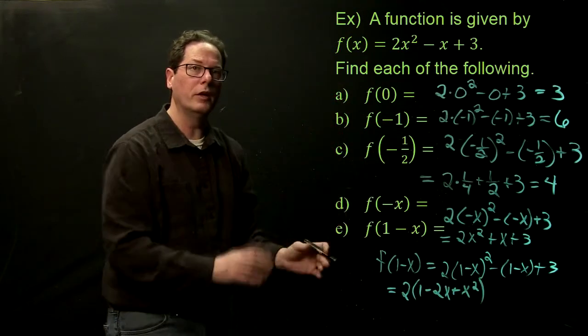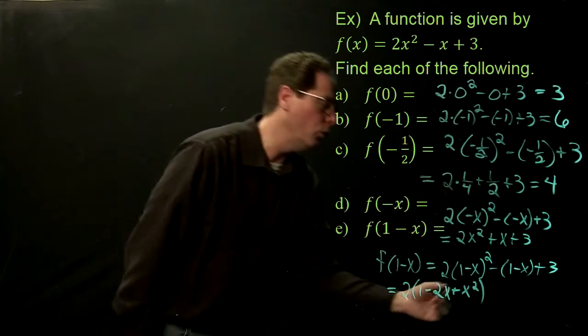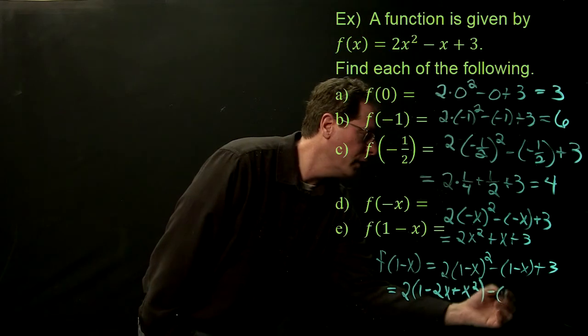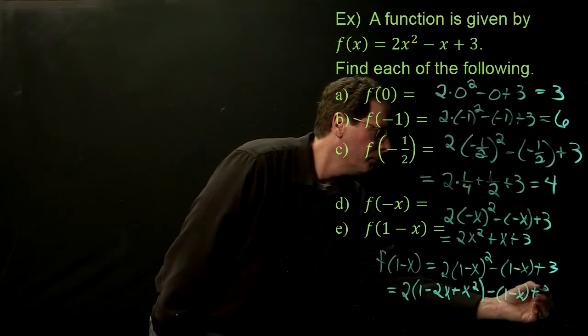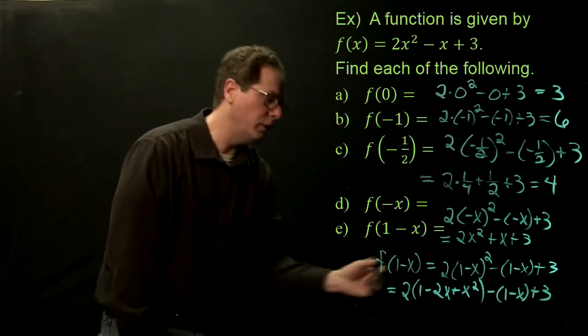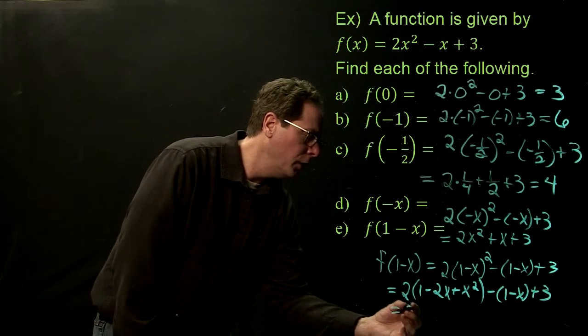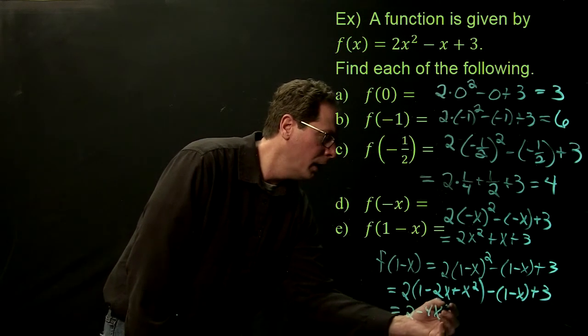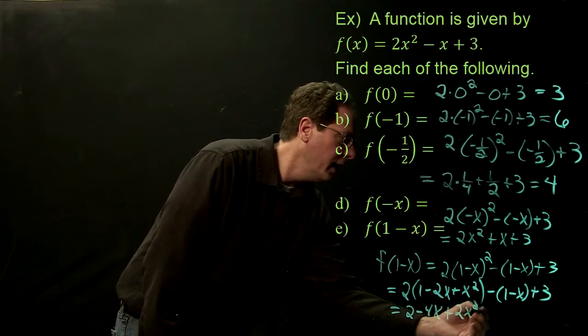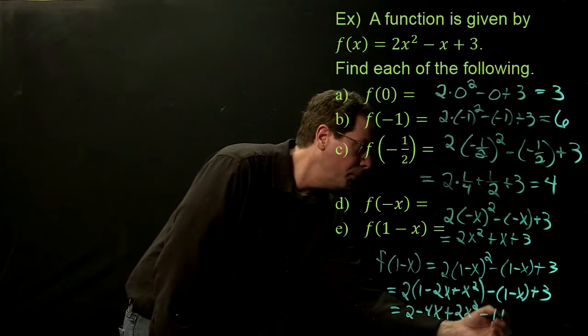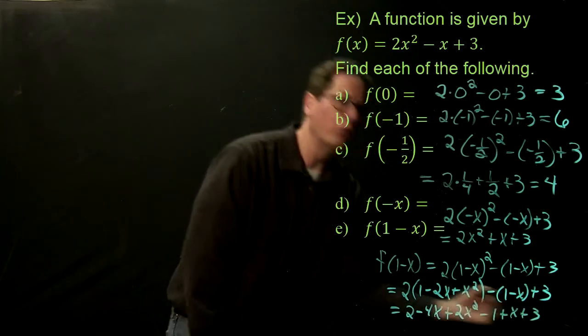I'm going to put some parentheses there, so we be sure and distribute that 2 all the way through. I'll do that in one step here. We're going to have to distribute that negative as well, so let's do that now. Let's do the distribution. So you get 2 minus 4x plus 2x squared, and then we're distributing this negative. You get -1 positive x plus 3.